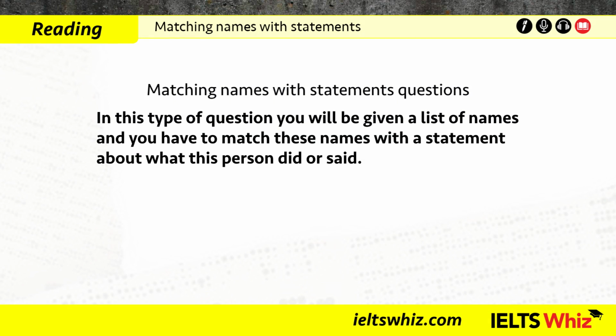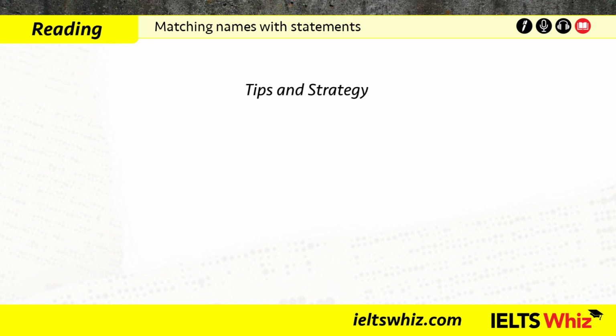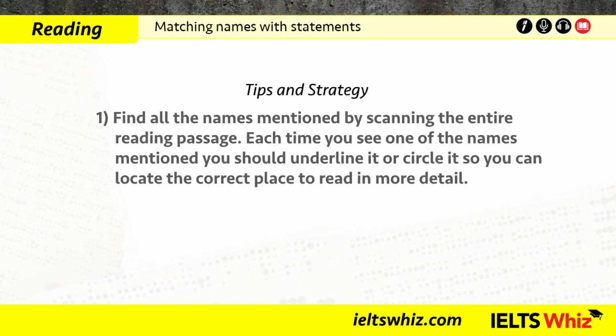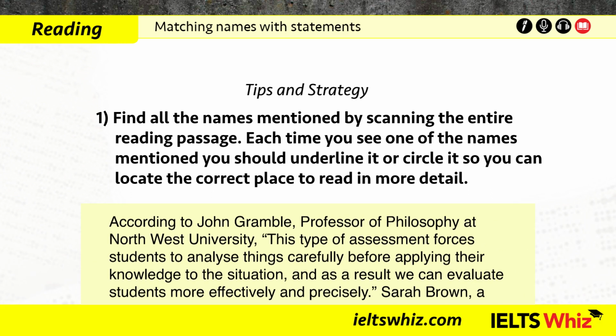In this type of question, you will be given a list of names and you have to match these names with a statement about what this person did or said. So here are the tips and strategies we'll use for this type of task. Firstly, find all the names mentioned by scanning the entire reading passage. Each time you see one of the names mentioned, you should underline it or circle it so you can locate the correct place to read in more detail.